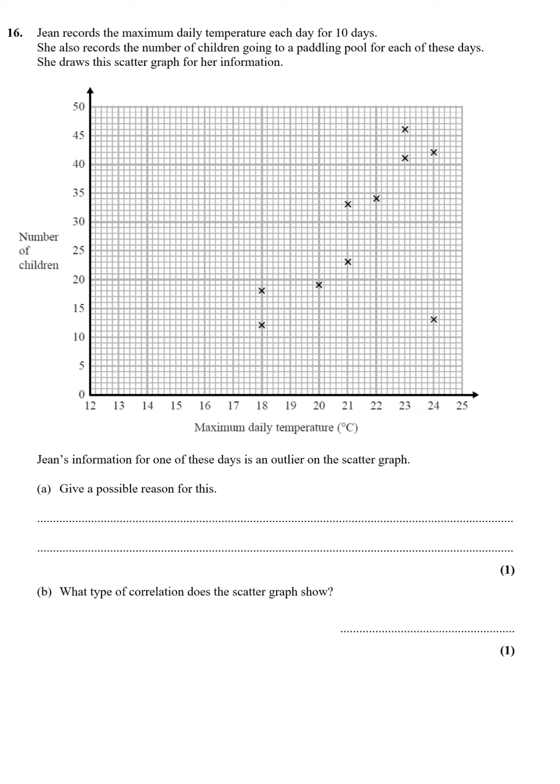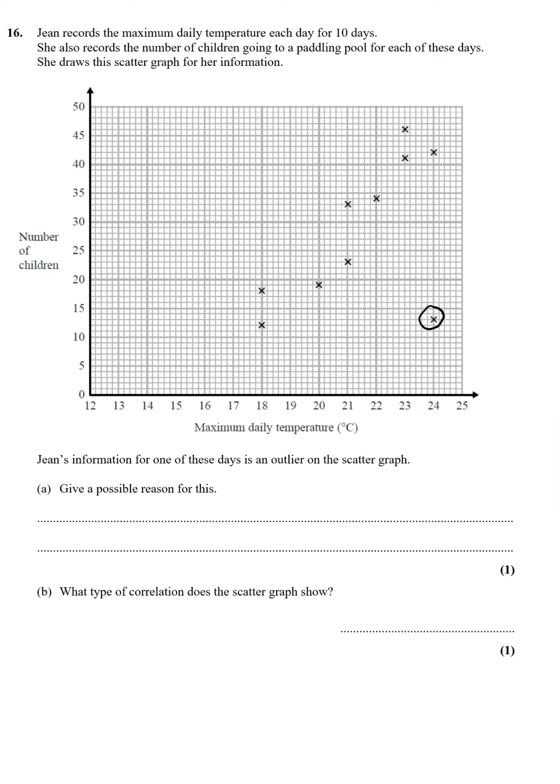Right, question 16. Jean records the maximum daily temperature for 10 days. She also records the number of children going to the paddling pool, and draws a scatter graph. One of these days is an outlier on the scatter graph. Give a possible reason. So it's this one down here. It's got a really high temperature, but few students.